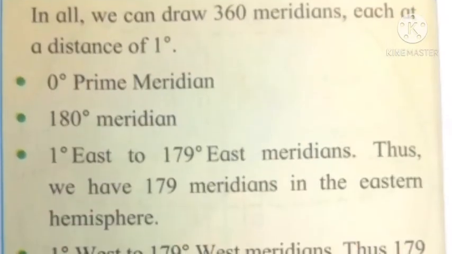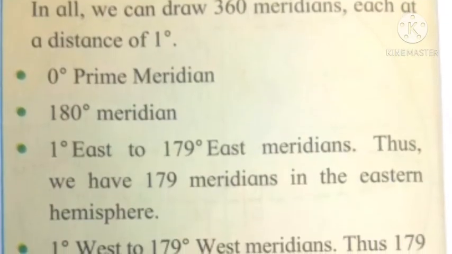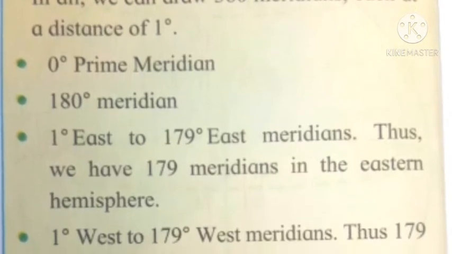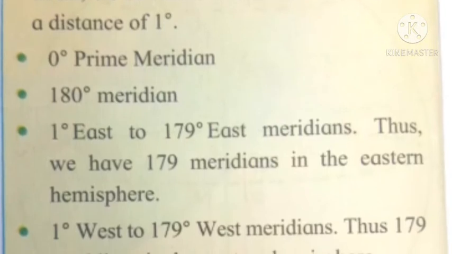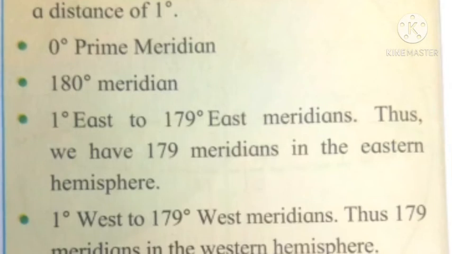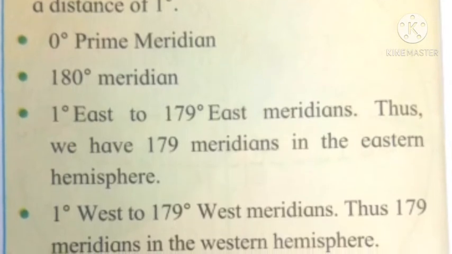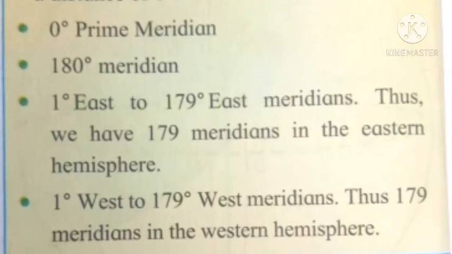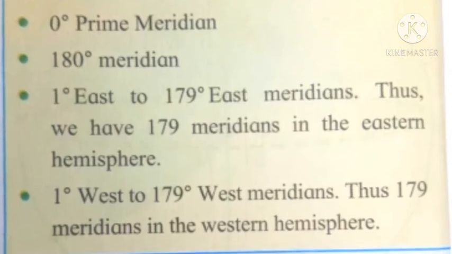In all, we can draw 360 meridians, each at a distance of 1 degree. 0 degree prime meridian, 180 degree meridian, 1 degree east to 179 degree east meridians. Thus we have 179 meridians in the eastern hemisphere. 1 degree west to 179 degree west meridians, thus 179 meridians in the western hemisphere.